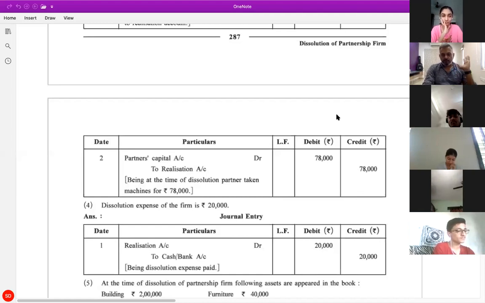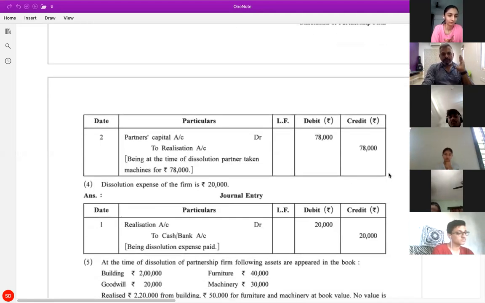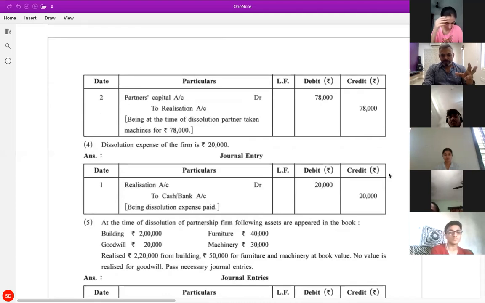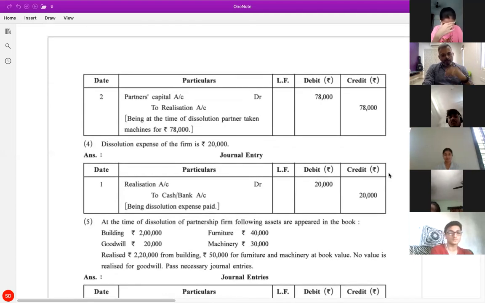Even if the entry is correct, if you have not written narration, your entry is incomplete because narration is part of the answer. If the question says don't write narration, then it is okay if you don't write. Otherwise assume that narration has to be written. They are part of the entry. Now, dissolution expense is very simple: whatever expense is there will go to realization. So realization to cash or bank.